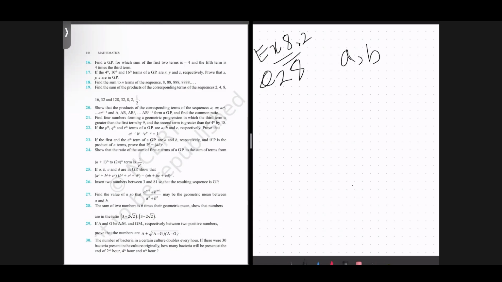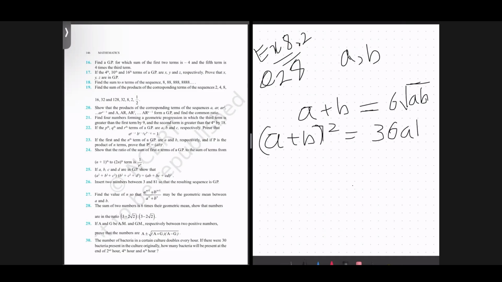We have been told that the sum of these two numbers, so let's suppose this is a plus b, is going to be equal to 6 times their geometric mean. And what is that? It's 6 times root ab, right? So from this equation, we know that a plus b equals 6 root ab, correct? Now, when this is equal to this, you can say that a plus b whole square is equal to 36ab, correct? I've done nothing but squared both sides, right?